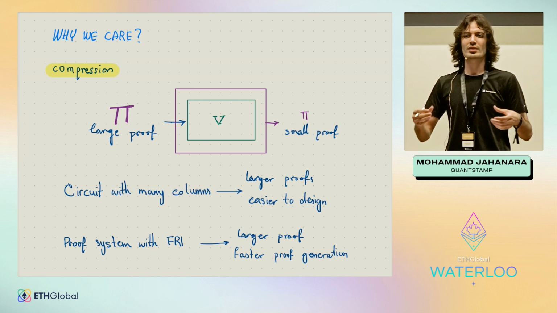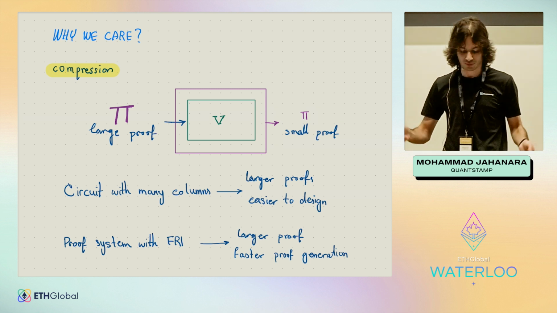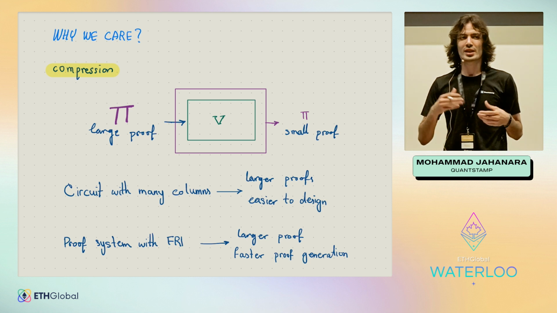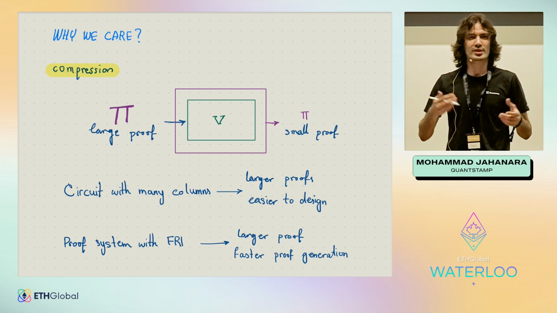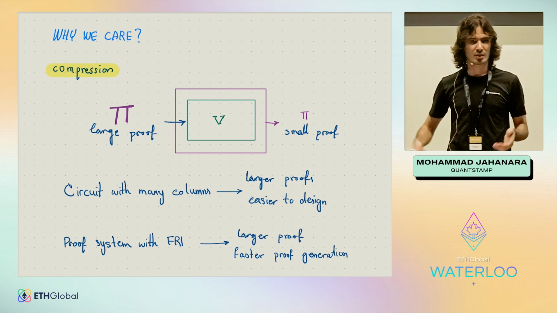What they do is that they wrap their proof inside another proof, and then it's short. But this is not specific to them. This is an idea that you can use in many different scenarios. Imagine you have a circuit, if you know about PLONK circuits, for instance, and your circuit has many columns.